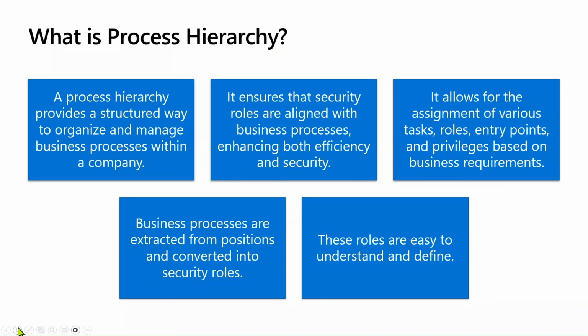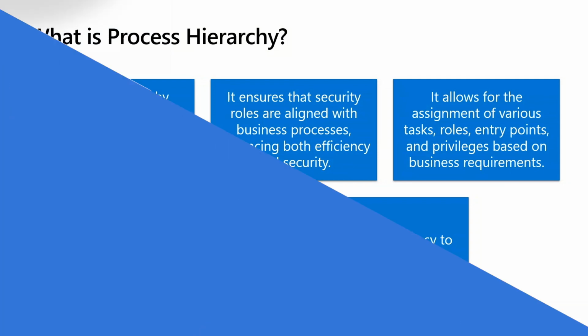Before we start, let's understand what a process hierarchy is. A process hierarchy is a systematic way to organize business processes, ensuring that security roles align with these processes. This alignment not only enhances operational efficiency but also strengthens security by clearly defining roles and responsibilities. By extracting business processes from positions, we can create intuitive security roles that are easy to manage and understand.